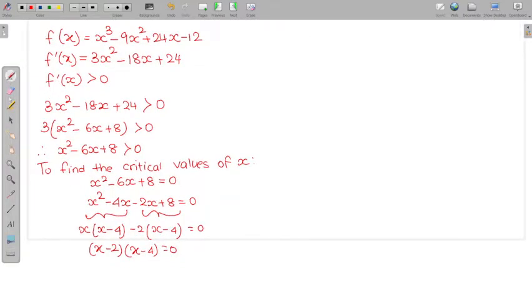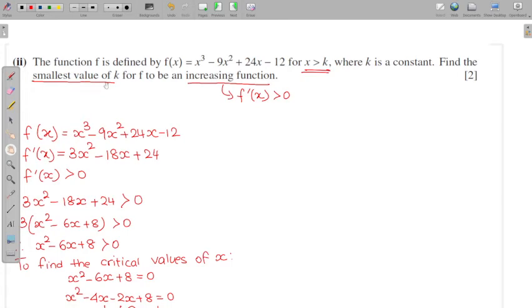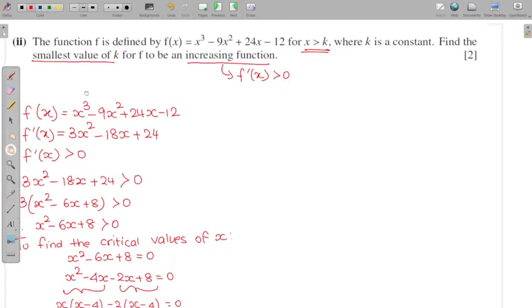So I have two values of x now. So x will be either equal to 2 and x equal to 4. So here, according to the question, we have to find out the smallest value of k, right?